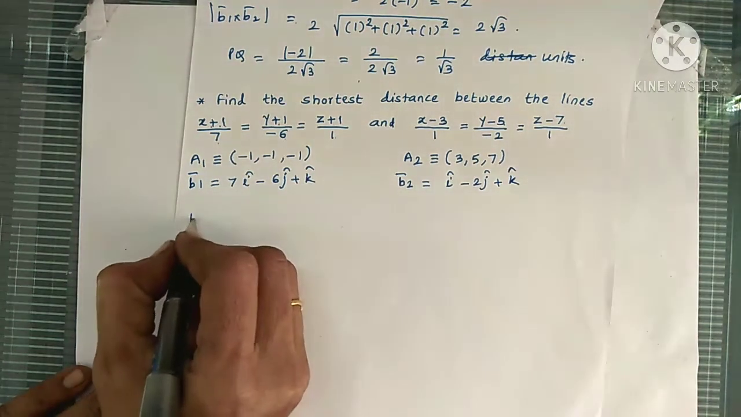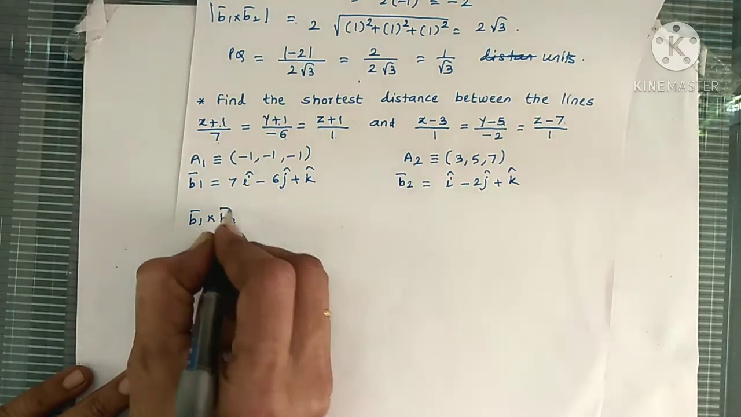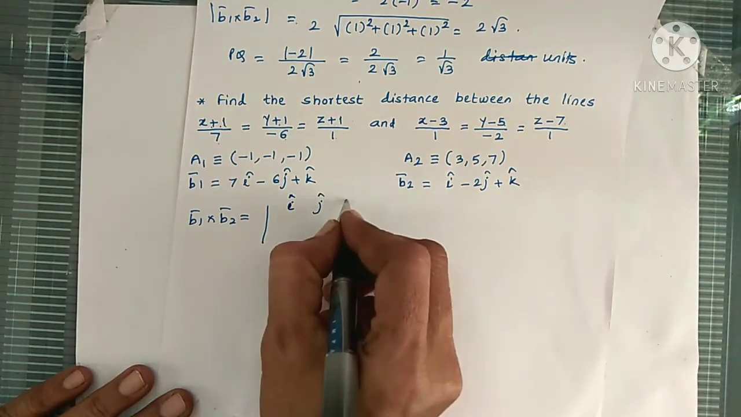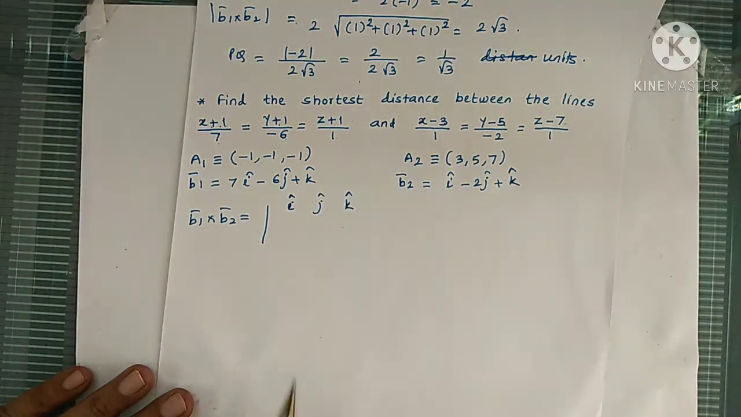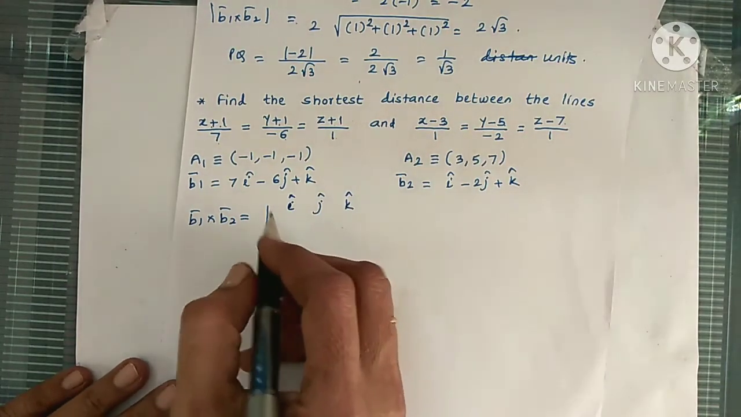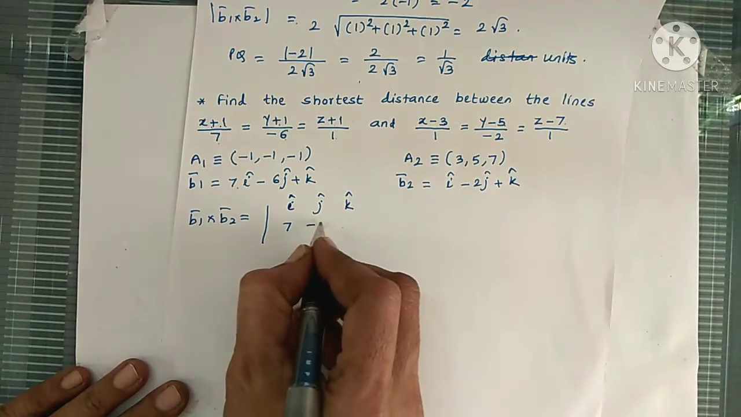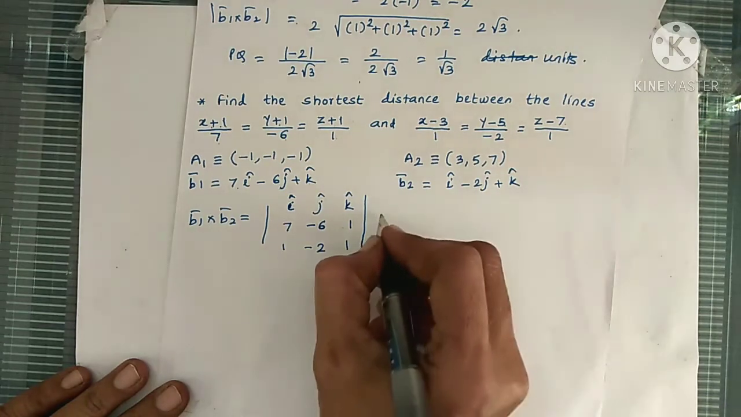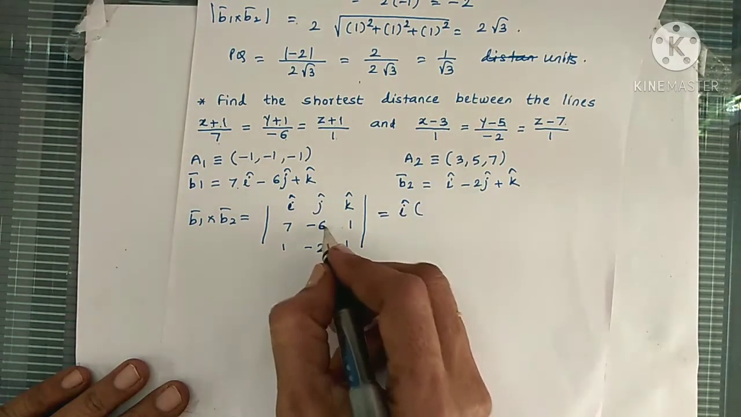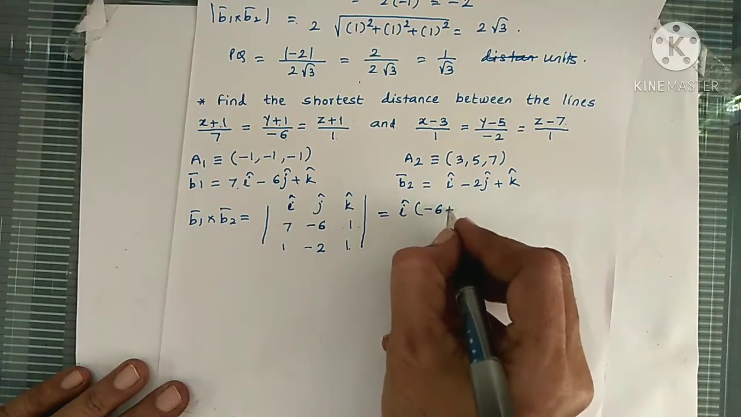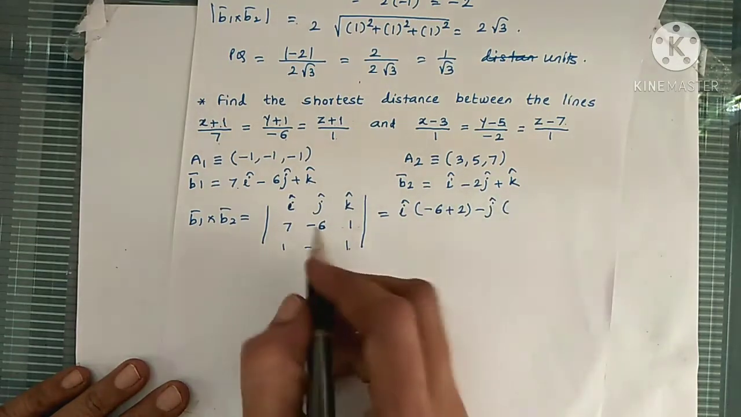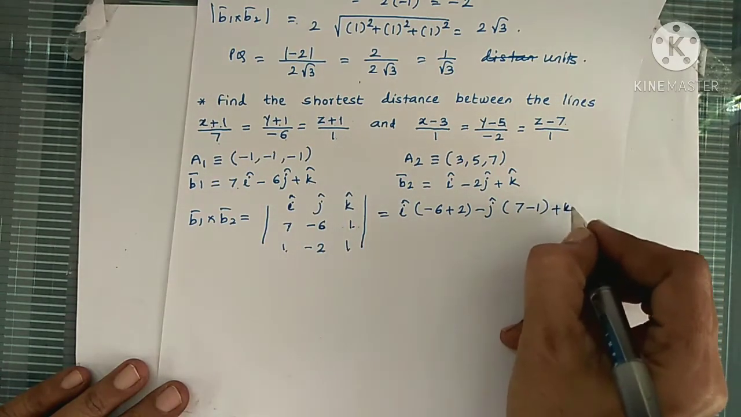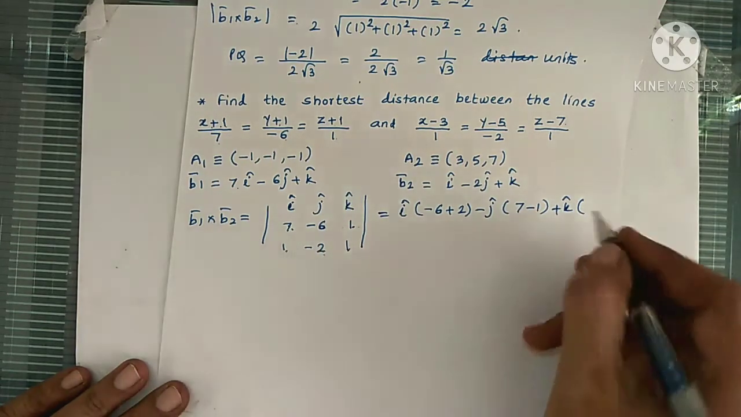Now we have to find out the cross product of b1 bar and b2 bar. So after the cross product, we have to find a1 a2 bar also. So first let's find out the cross product, and then we will find the vector a1 a2 bar. So for b1 we have 7, minus 6, 1 here, and b2 is 1, minus 2, 1. So expanding this, we have i cap, then minus 6 plus 2, minus j cap, 7 minus 1, plus k cap, minus 14 plus 6.